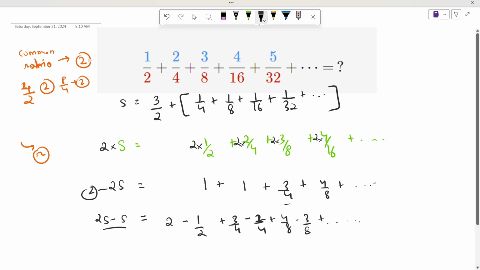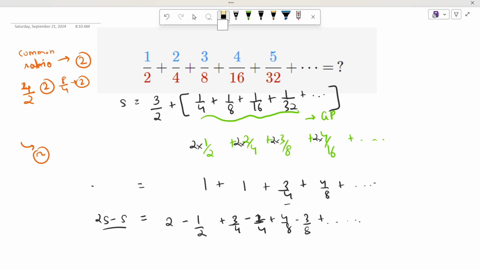You can see that this series forms a geometric progression in itself, of which we can now calculate the sum. It is an infinite geometric series. So the main thing in these types of series is just multiply the series by the common ratio, which was 2 in this case, and subtract the equation, and then you will arrive at an infinite geometric progression, and you can calculate it easily. So we'll proceed with calculating it and get the answer.